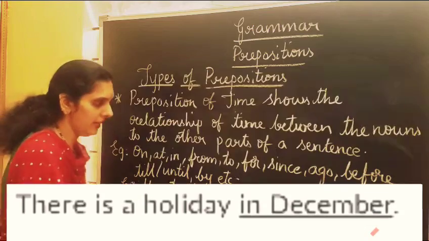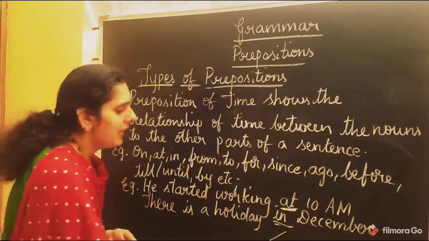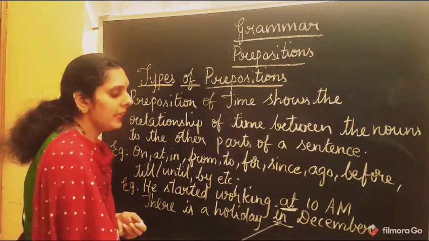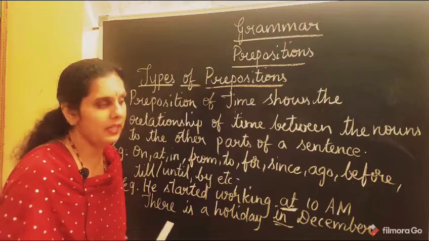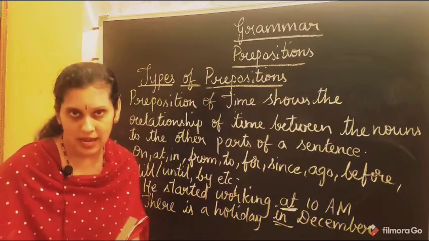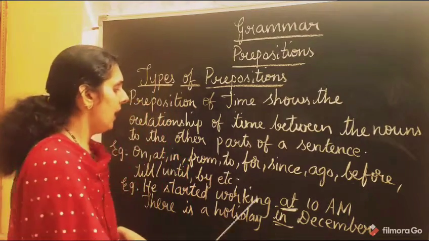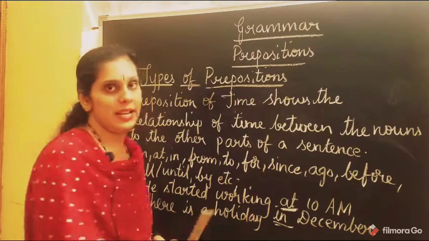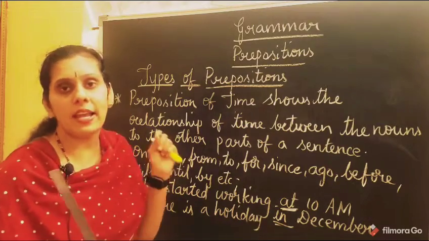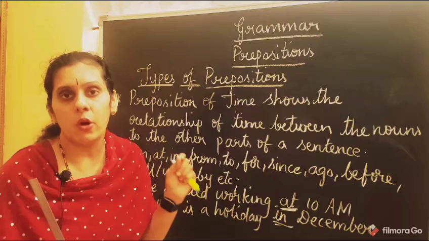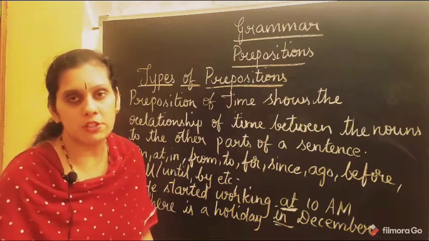Next, see, there is a holiday in December. So when do you have a holiday? In what time will you have a holiday normally? In December. So here in is also talking about the time. In which month? In December. So when you talk about the time, we use the question when. When did he start working? At 10 a.m. And when is there a holiday? In December. Like that. In order to identify easily whether it is a preposition of time or not, you should ask the question when. Okay, now let us discuss what is preposition of place.